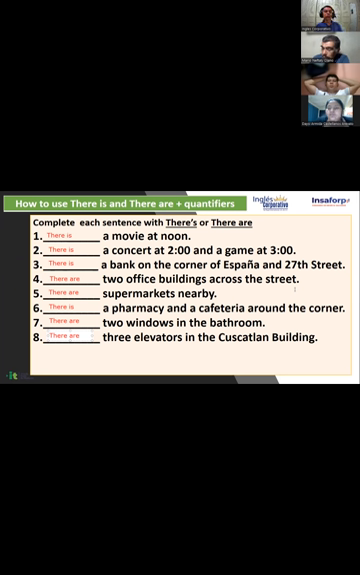There are 2 office buildings across the street. There are supermarkets nearby. There is a pharmacy and a cafeteria around the corner.